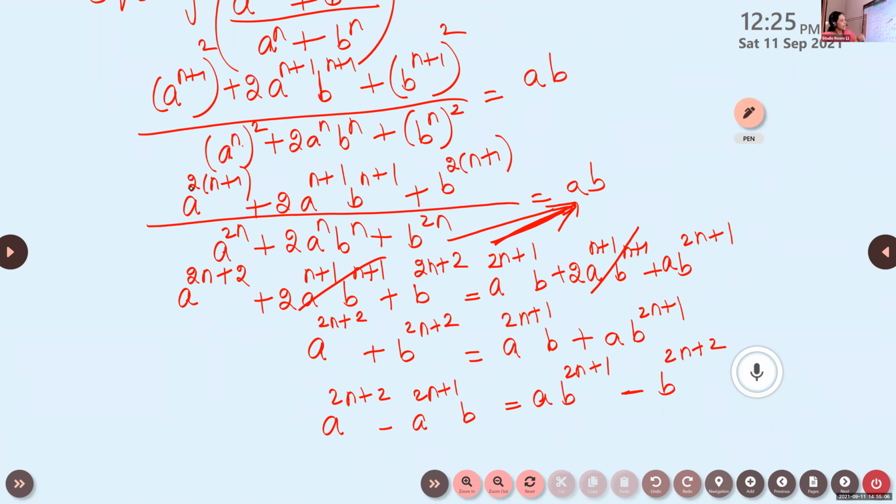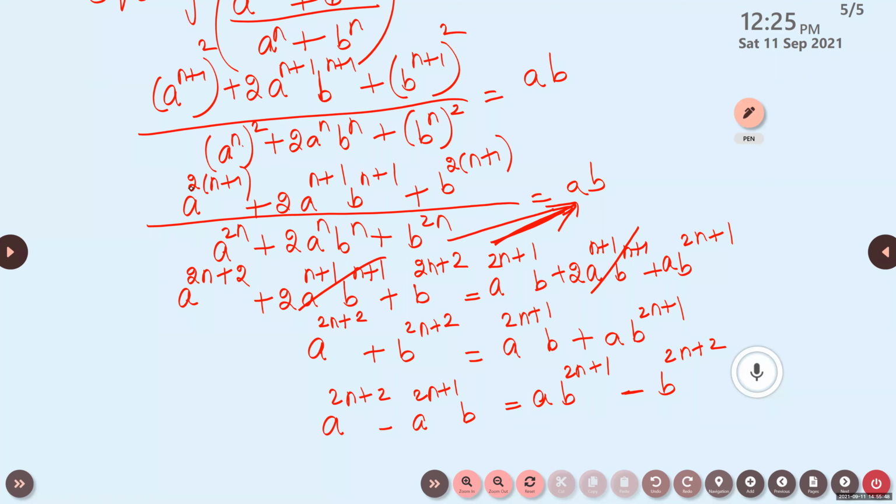Equal to, here when we multiply a^(2n) into ab, we have to add the powers, isn't it? When we multiply, we add the powers. a^(2n) here, and a means power is 1, so we get a^(2n+1) into b. Plus, take the second term, 2a^n b^n into ab. It will become 2 into a^(n+1) b^(n+1) plus, b^(2n) multiplied by ab, so a into b^(2n+1). Is it okay? John Philip, is it okay?